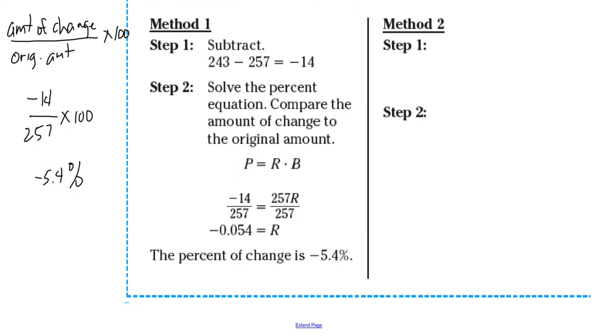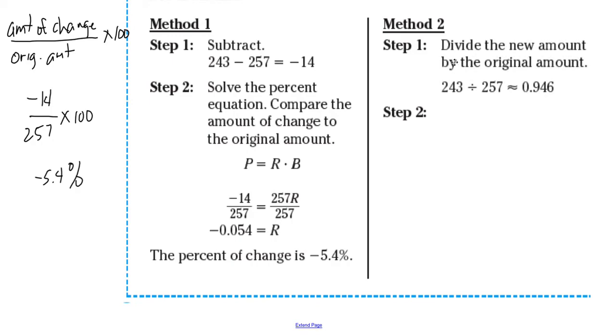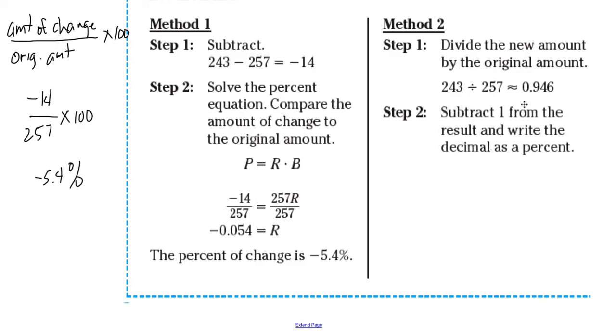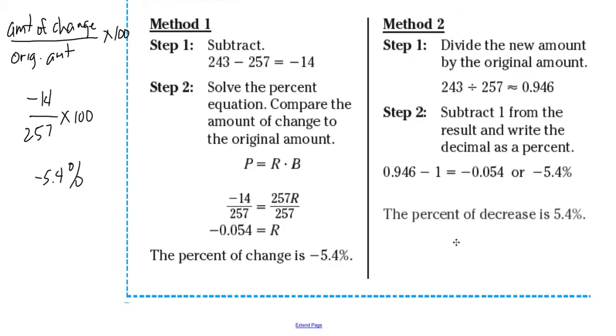Okay, so method number 2 is basically dividing the new amount by the original amount. The new amount is 243. Divide that by the original amount, which is 257. That's approximately 0.946. And then remember in method 2, we subtract 1 from the result, so we get that number, and then you subtract 1. End up with negative 0.054. We'll make it into a percent by moving the decimal 2 spaces to the right. You end up with negative 5.4%.